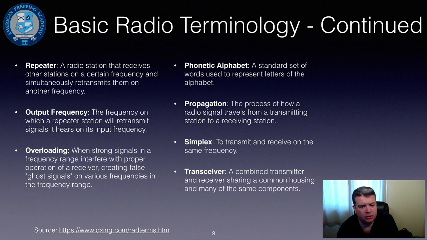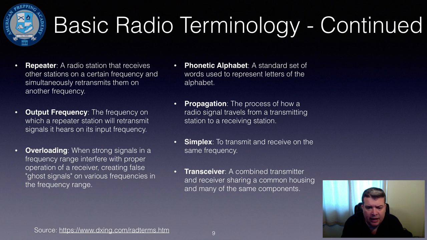All right, so a couple more definitions here. Repeater is a radio station that receives other stations on a certain frequency and simultaneously retransmits them on another frequency. The output frequency is the frequency on which a repeater station will retransmit signals it hears on its input frequency. Overloading is when a strong signal in a frequency range interferes with the proper operation of a receiver, creating false ghost signals on various frequencies in the frequency range. We'll talk about that when we get down to jamming.